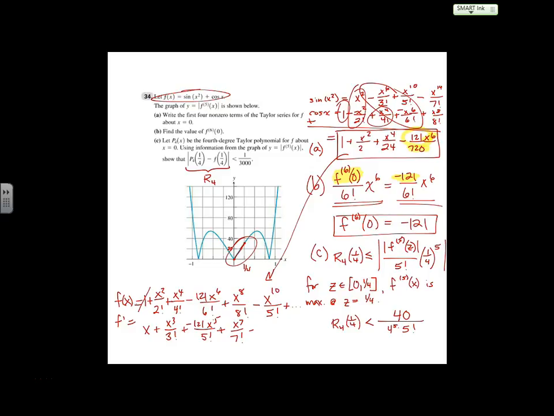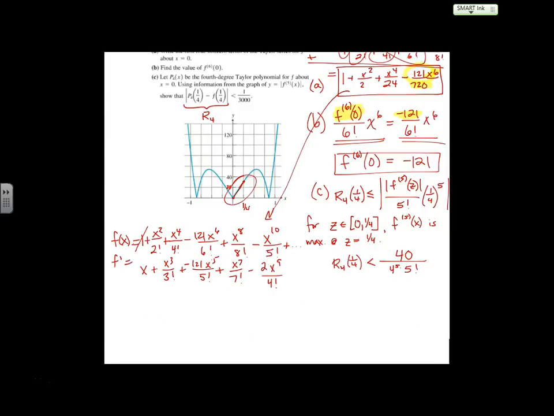I think I see a pattern. Bring down the 10, I end up with what? 2x to the 9 all over 4 factorial. I already kind of did some simplifying over there. What happens if I take f double prime? F triple prime? Plus x squared over 2 factorial minus x to the 4 over 4 factorial plus x to the 6.